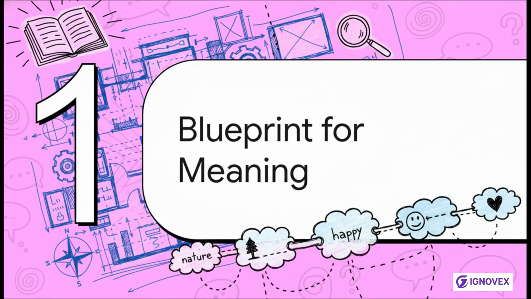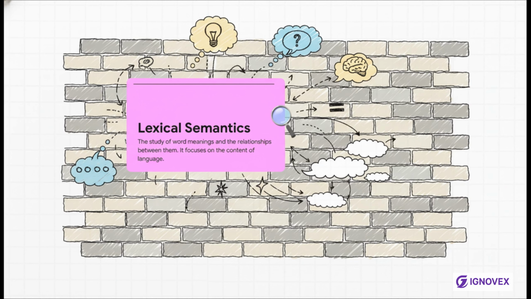All right, so let's dive right in with the master blueprint itself. What exactly is this field of study, and what does it really tell us about the language we use every single day? At its core, it's the study of word meanings and, crucially, the relationships between them. Think of it this way. If grammar gives you the rules for building a sentence, lexical semantics is all about the meaning of the bricks you're using. It's the content, the stuff that makes language so powerful.